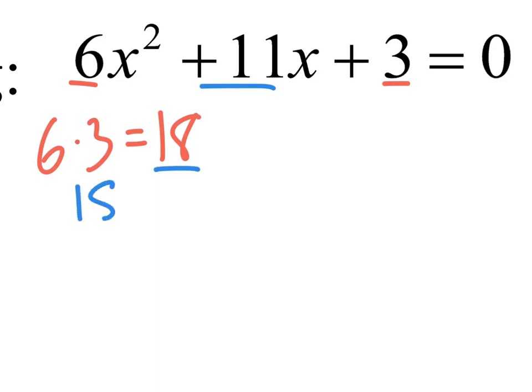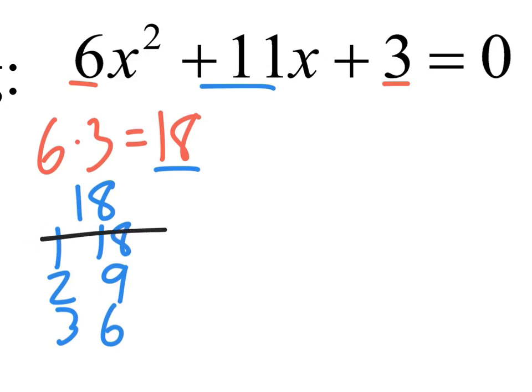All right, so I'm going to take 18, and I know that 18 divided by 1 is 18. 18 divided by 2 is 9. 18 divided by 3 is going to be 6. All right, so do any of these combinations of numbers, when added, give us 11? Well, it's not going to be 1 and 18, and it's not going to be 3 and 6. Yeah, 2 and 9, when added, give us 11.